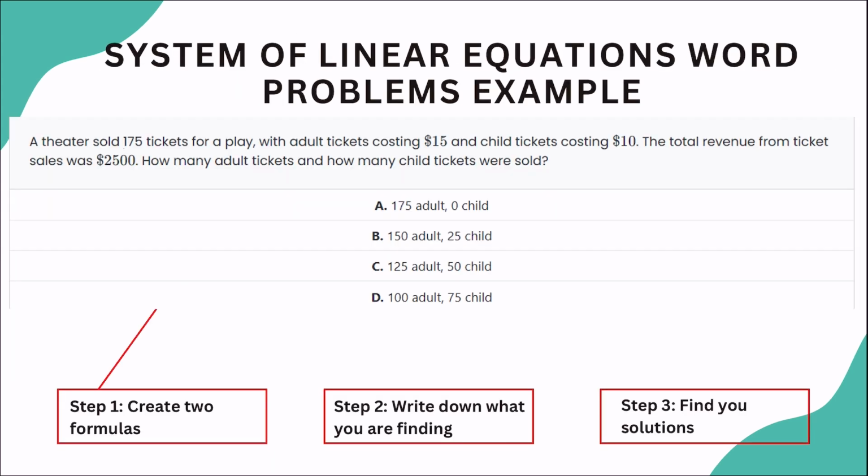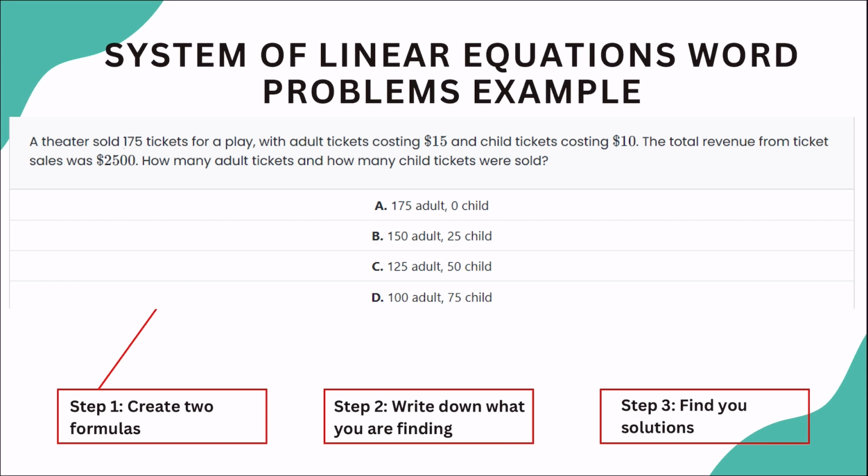So let's look at an example of this question type. The question reads, a theater sold 175 tickets for a play, with adult tickets costing $15 and child tickets costing $10. The total revenue from ticket sales was $2,500. And the question is asking us how many adult tickets and how many child tickets were sold. So let's look at step number 1. We're going to create our 2 formulas from this piece of text.